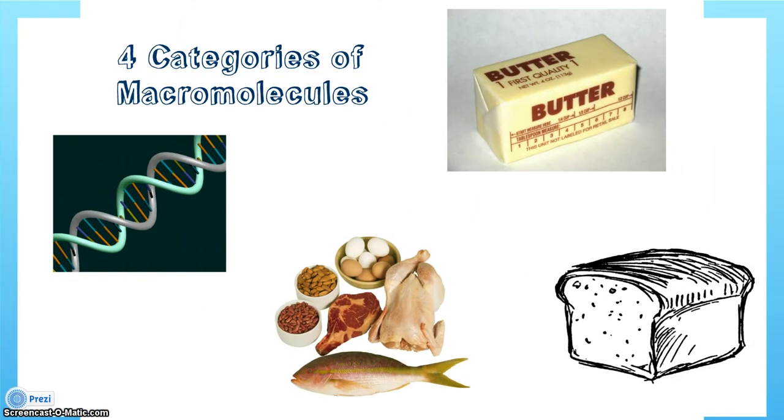There are four categories of macromolecules that we will discuss and learn about. The first one is carbohydrates, which are represented by the bread. The second is lipids, which is represented by the butter picture. The third are proteins, which is the chicken, the fish, the steak, and the beans. And the last is the nucleic acids, which is represented by the DNA picture.